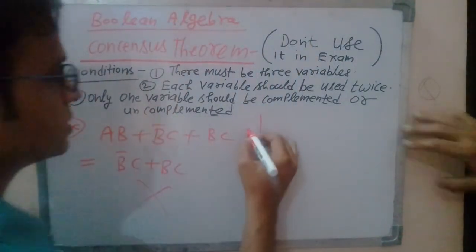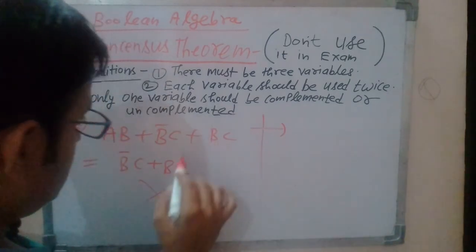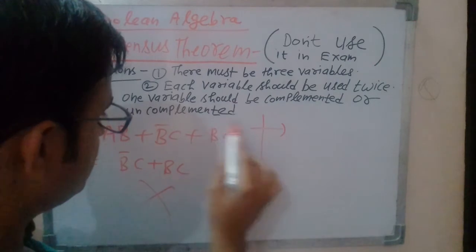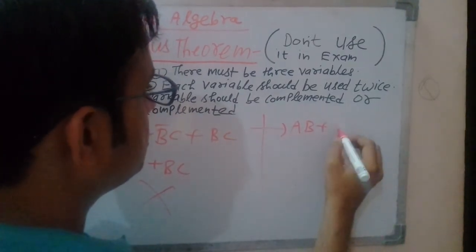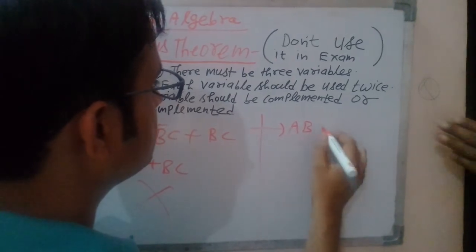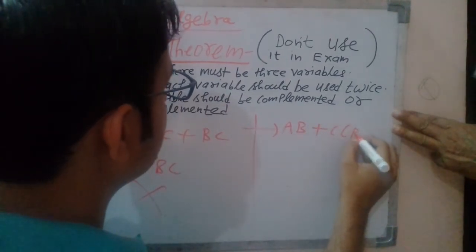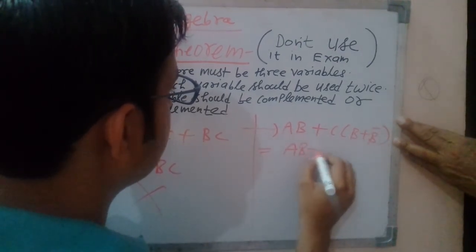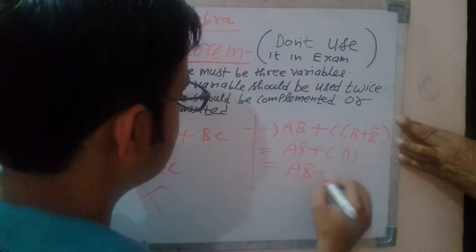How to solve this? See here: B bar C and BC. What is common in these two terms? AB plus C is common, B plus B bar. So B plus B bar is 1. So what is the answer? AB plus C is the answer.